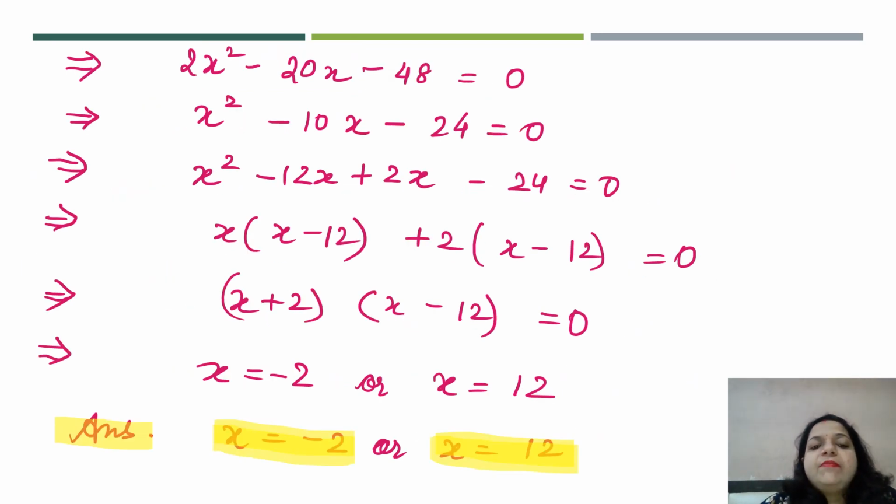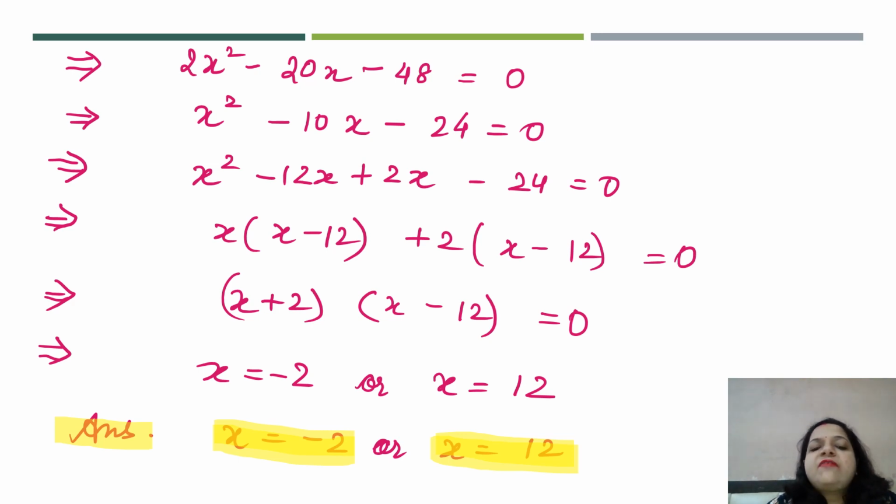We will change the negative sign to positive, children, for x square. 2x square minus 20x minus 48 is equal to 0. Okay. Now we can divide all the numbers by 2, because all of them are divisible by 2. So x square minus 10x minus 24 is equal to 0.